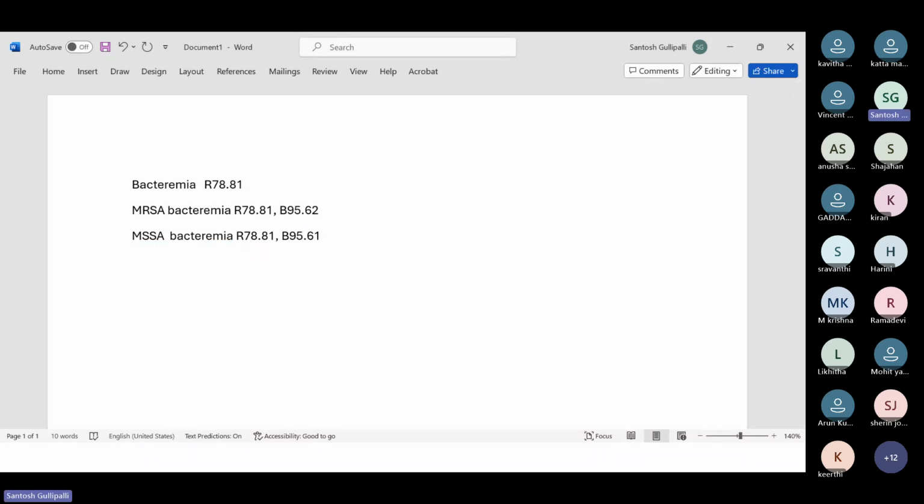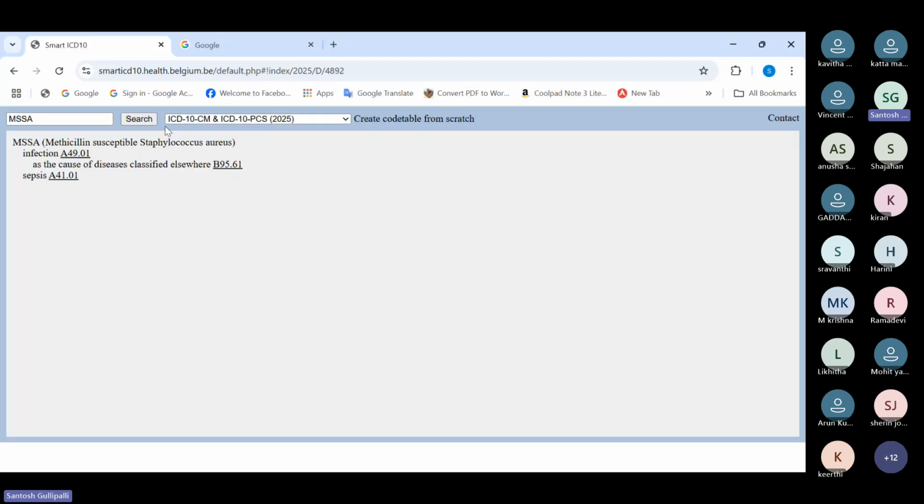For example, E. coli bacteremia. The patient comes for bacteremia, and the blood culture is positive for E. coli. So you can consider it as E. coli bacteremia. For E. coli bacteremia also, you code first the bacteremia code R78.81, and you can give an additional code for E. coli. E. coli means Escherichia coli.